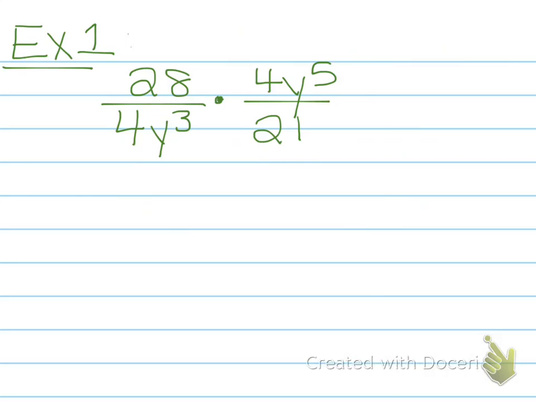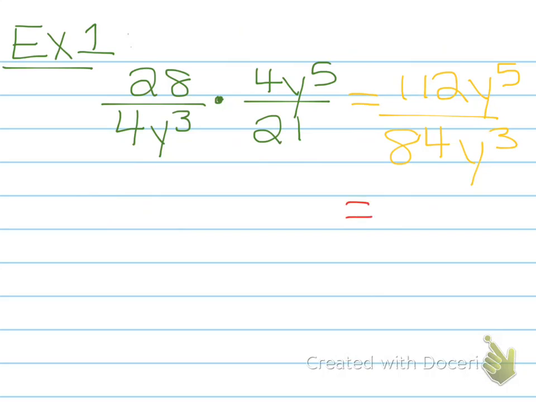So there's two ways you can do this. The first way is that we can multiply totally across and do 28 times 4 and get 112. And then we have y to the 5th left up top. Then we can do the same thing on the bottom and do 21 times 4 and get 84 y to the 3rd. Now we have to simplify this, so we have to keep going.